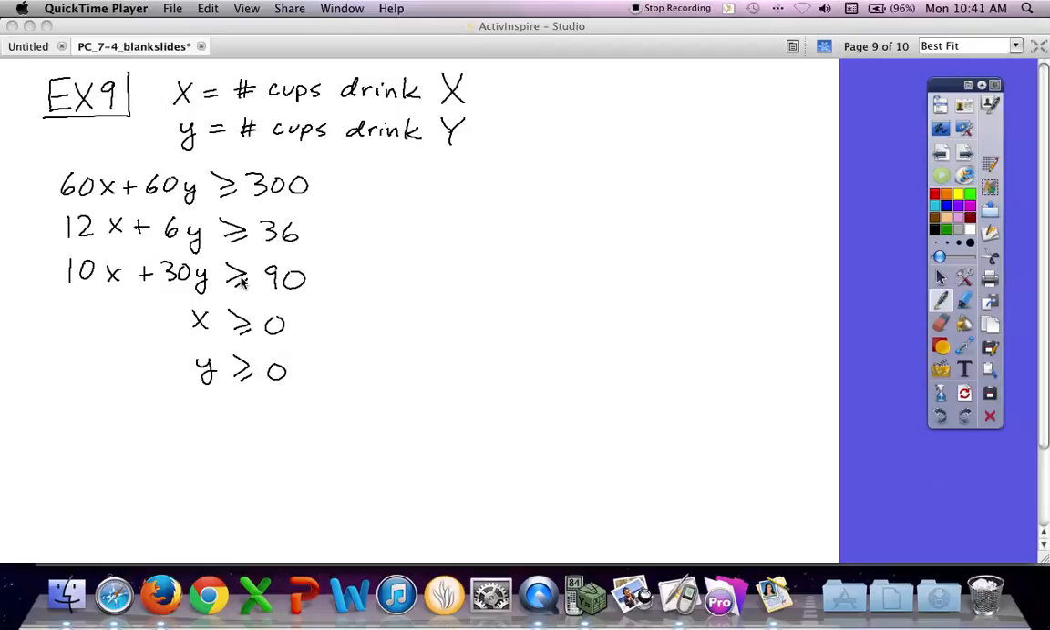This is example 9. You're going to have one that's just like it. And these are very similar to the kind of problems that we're going to get next class.